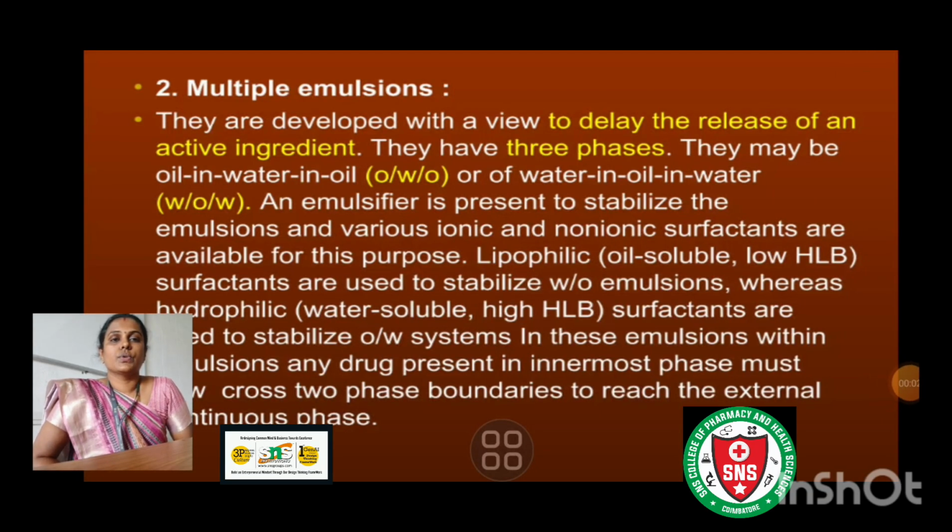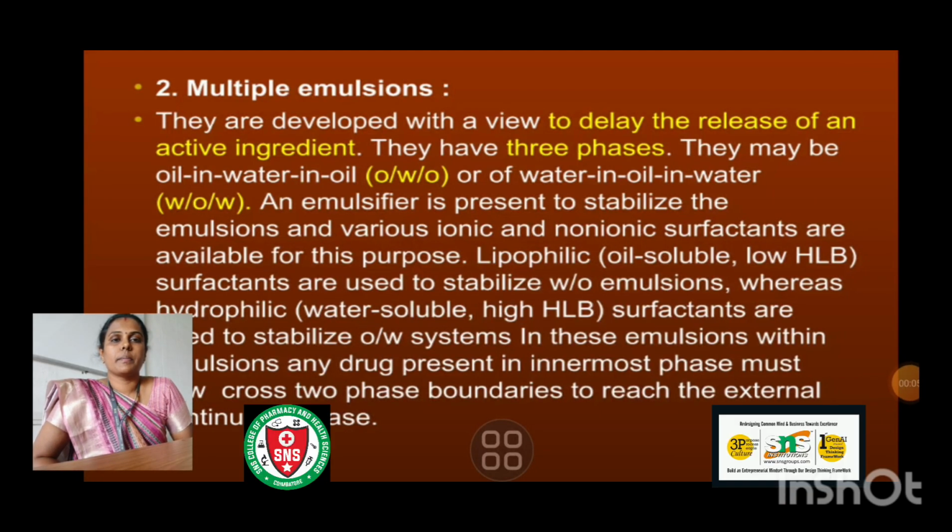Hi. So, in continuation of the emulsion video, these are the types of emulsion which we are going to discuss now. Coming to multiple emulsion. Multiple emulsion is developed with a view to delay the release of the active ingredient. In macroemulsion we have two phases, that is oil in water, but in multiple emulsion we have three phases, which is oil in water in oil and water in oil in water. So these two types of emulsion are used as multiple emulsion.